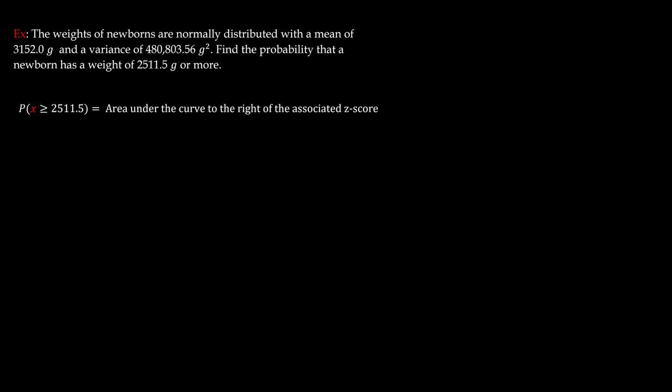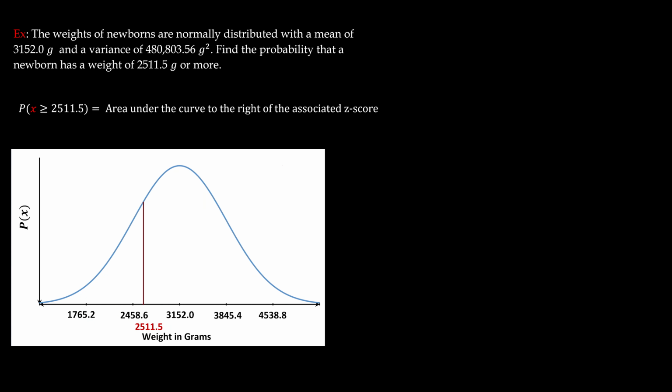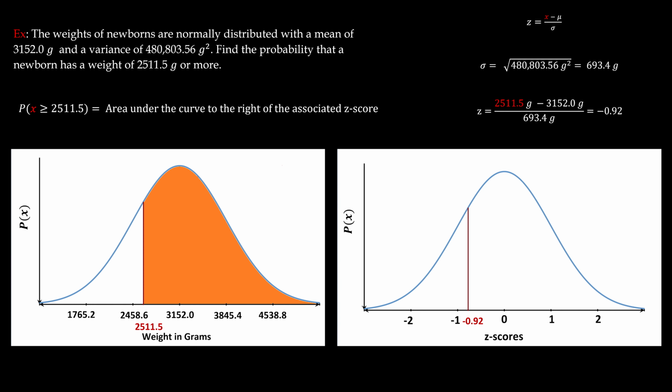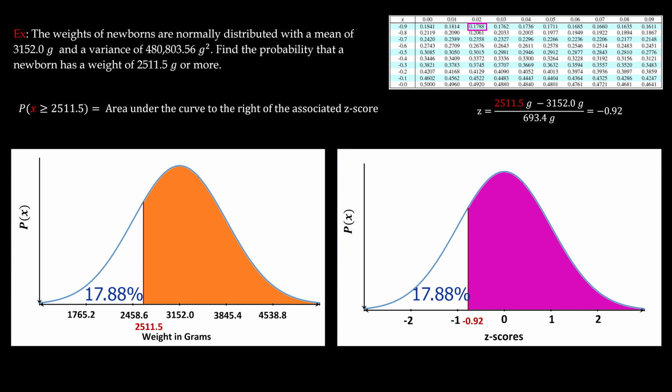What is the probability that a newborn will have a weight greater than 2,511.5 grams? First, we have to find 2,511.5 on our graph. Then shade the area that we are looking for. Next, we convert our units to a z-score, and again, find the area that we are looking for. If there's 17.88% of the area to the left of my z-score, then there must be 82.12% to the right of it. This means there is an 82.12% chance that a newborn will weigh more than 2,511.5 grams.